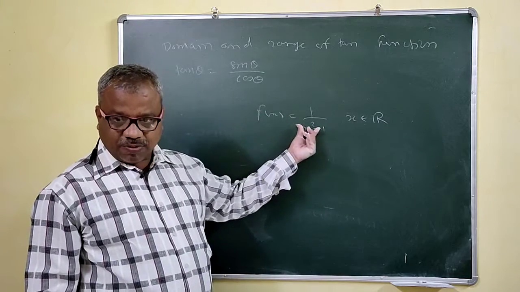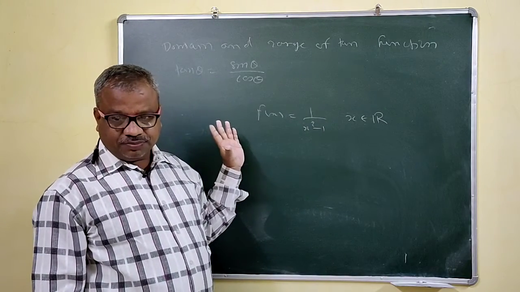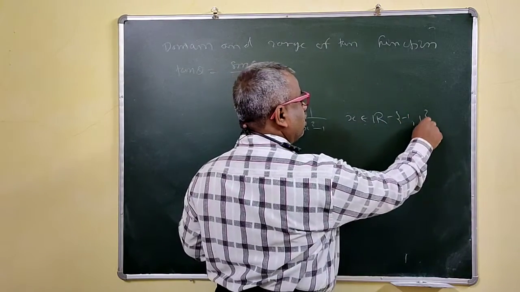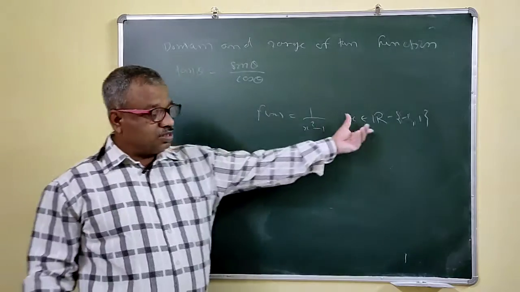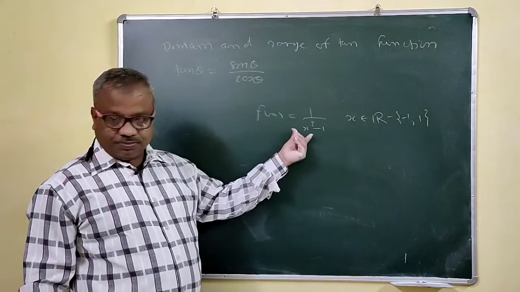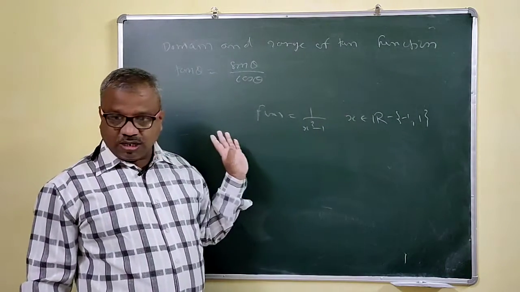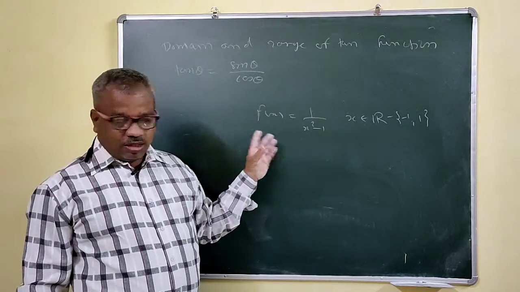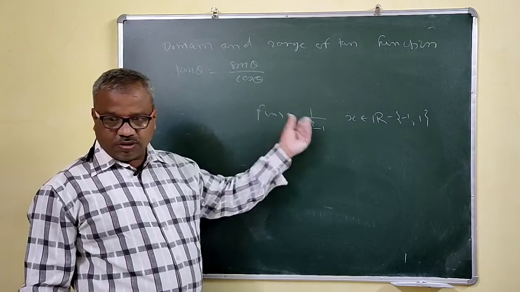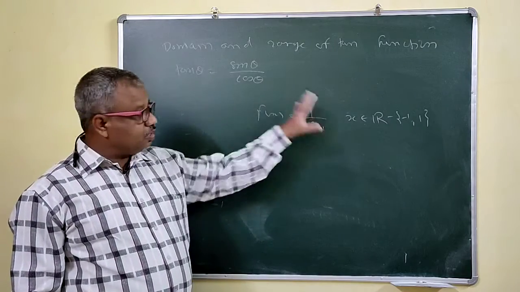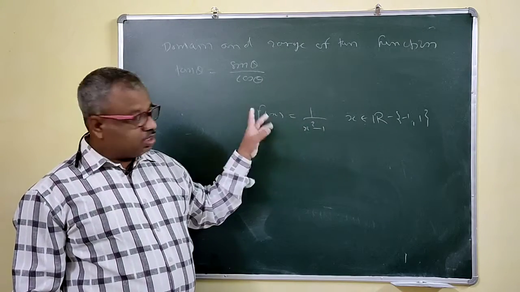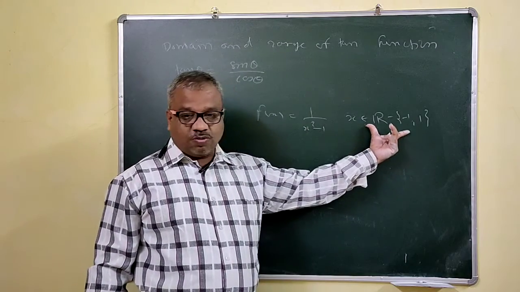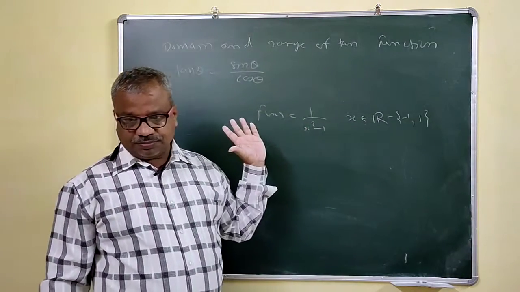You are writing this as f of x, but this is just a relation. It will not be a function. If you remove this minus 1 and 1 from the domain, see that f of 1 is 0 but 1 is not in the domain, minus 1 is not in the domain. Now see the other values of x. Your denominator will not be 0, that means this will be well defined. Now this is a function. If you consider this as the domain, then it will be a function.